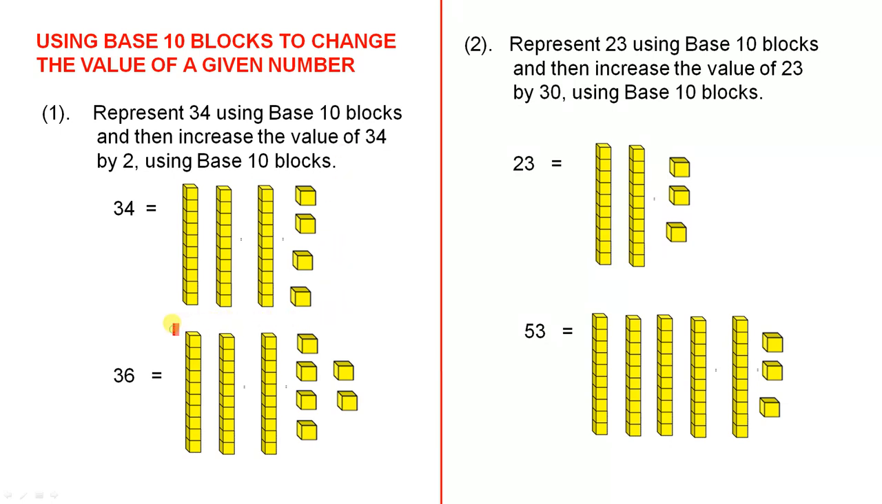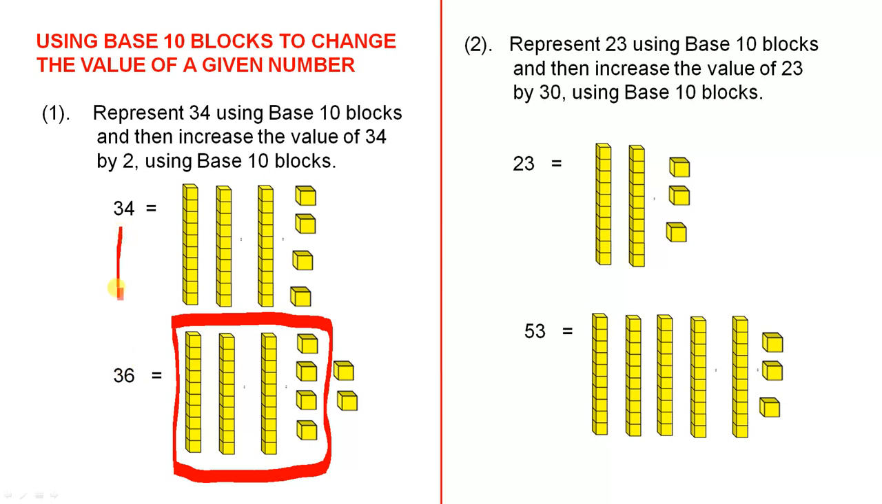So this was the original 34 here. See that one there? That part there was the original 34. And we've just added 2. And that gives us 36. So 10, 20, 30 plus 6 altogether, because we've added 2. That gives us 36, which is an increase from the original number by 2.